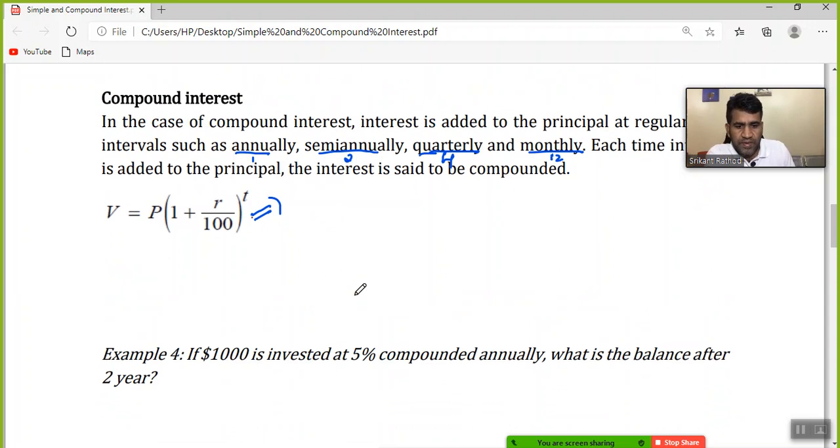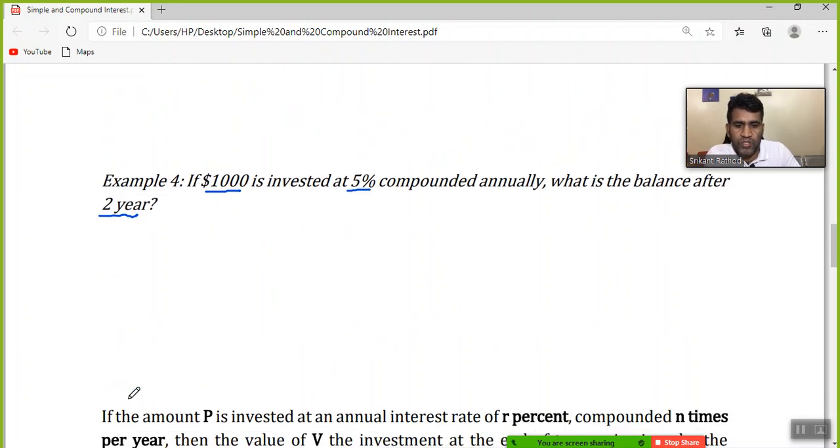Let's take an example here. If 1,000 is invested at 5% compounded annually, what is the balance after 2 years? The principal amount is 1,000, the rate of interest is 5%, and the time period they are giving here is 2 years. What is the balance after 2 years? So how do we solve this?